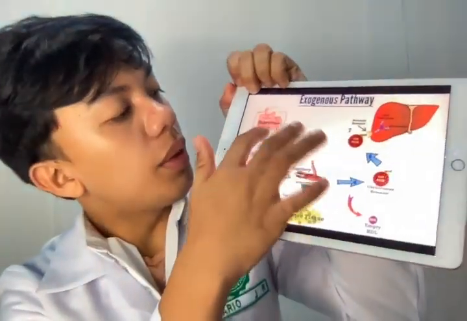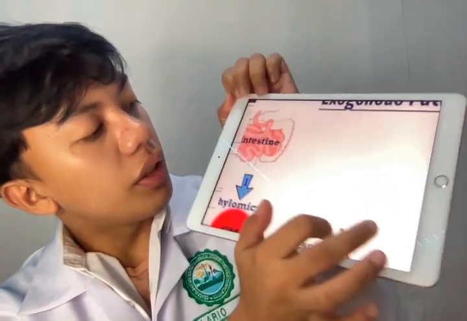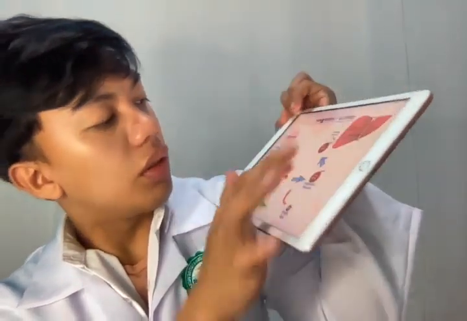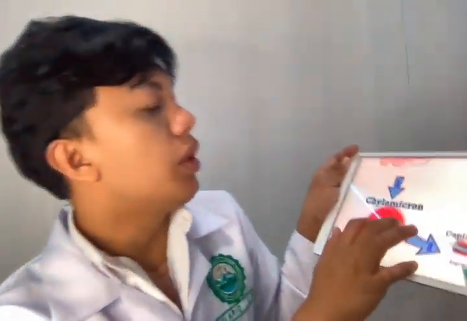Here's what happens in the exogenous pathway. First, our dietary triglycerides and cholesterol will be absorbed in our small intestine. Then after the absorption in the small intestine, the triglycerides and the cholesterol become a macromolecule, a so-called lipoprotein or chylomicron. It will be transformed into a chylomicron.